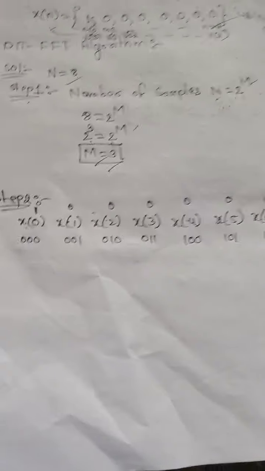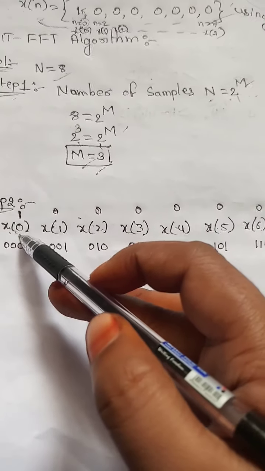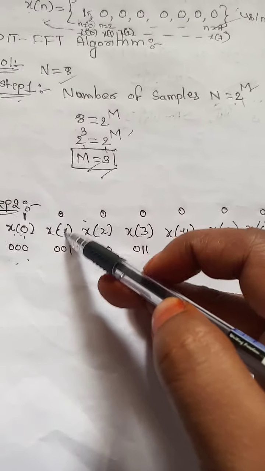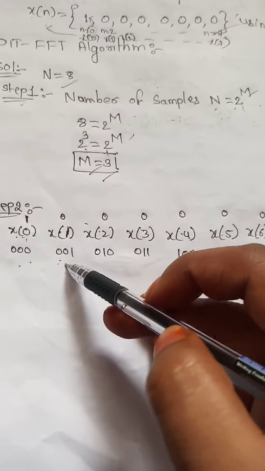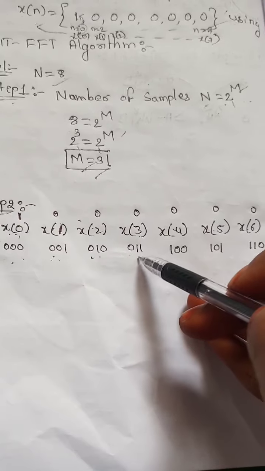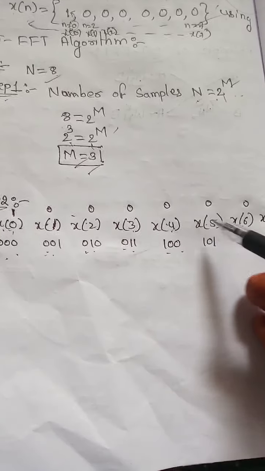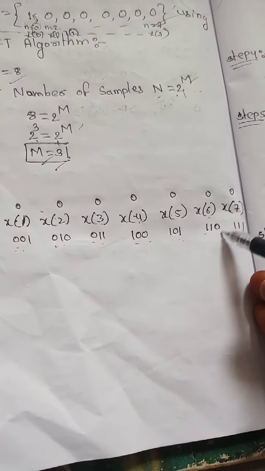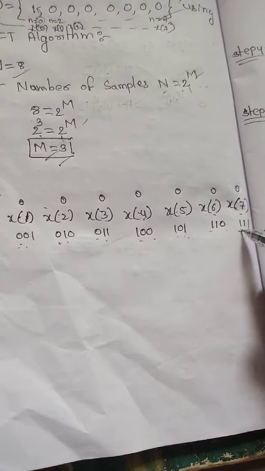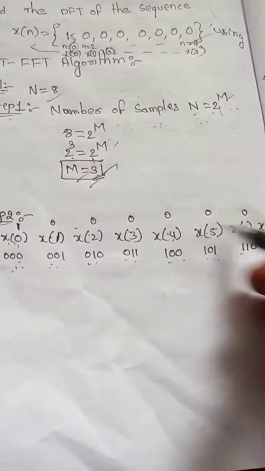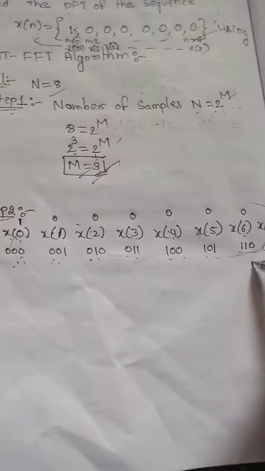In binary form, 0 can be written as 000, 1 as 001, 2 as 010, 3 as 011, 4 as 100, 5 as 101, 6 as 110, and 7 as 111. Why? Because we are taking 3 bits, that means 3 inputs, and for 3 inputs we get 8 combinations. So these are the 8 combinations.